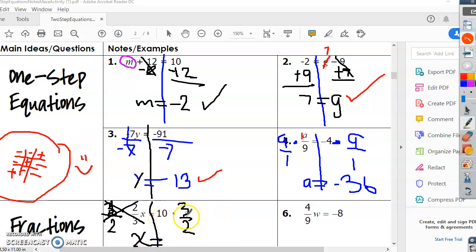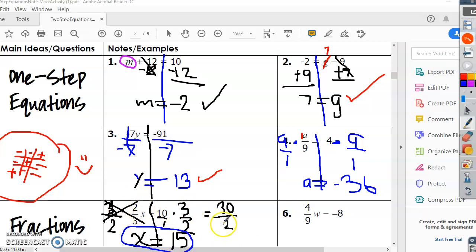Now you have a fraction and a whole number, so put it over 1, and then you just do your regular multiplication. 10 times 3 is 30. Multiply your numerators, and then you multiply your denominators. And 30 divided by 2 is going to give me 15. And there's your answer. Once again, you can go ahead and check your answer. X is equal to 15.